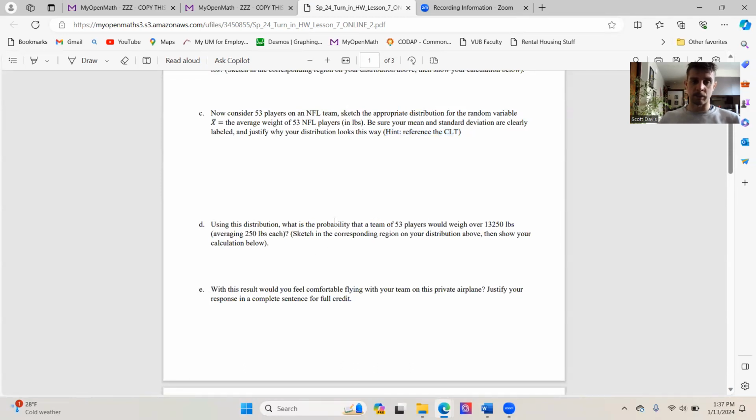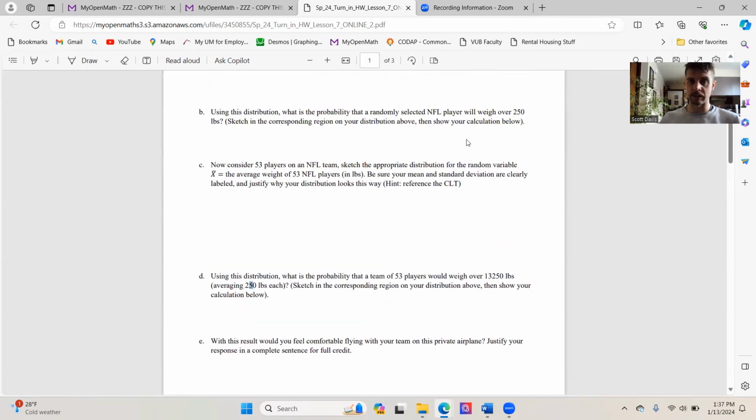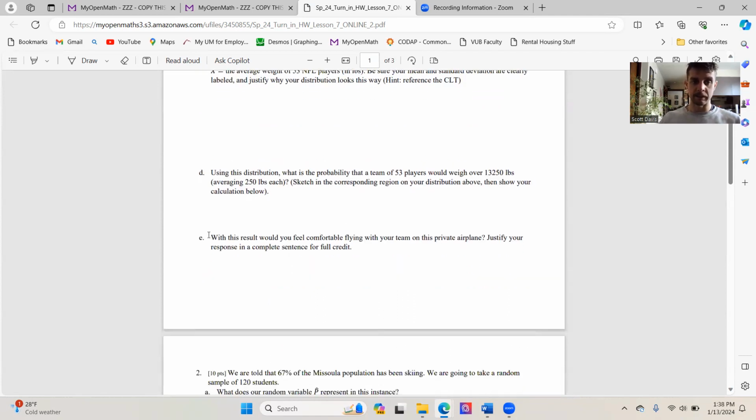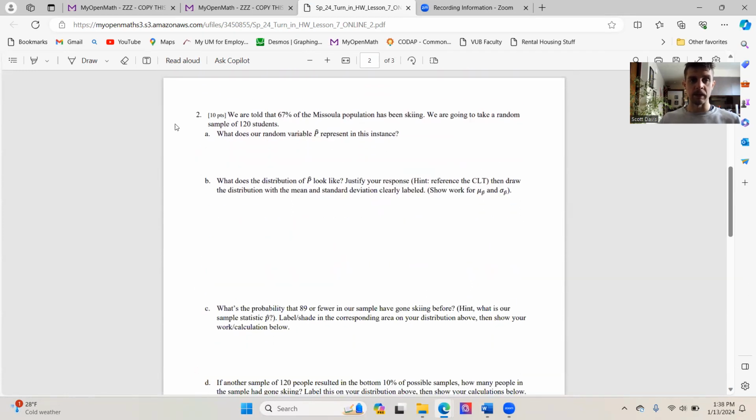And then find the probability a team of 53 players weighs over 13,250 pounds total, which means they average 250. So just like here, we're looking for X being 250. Now we're looking for X bar being 250. Don't use 13,250. That's the total. This random variable that we sketched is the average. And then finally, this is kind of interpreting that probability. You get a probability here, and then I want you to interpret in the context, would you feel comfortable flying on that plane with the probability that you've calculated?